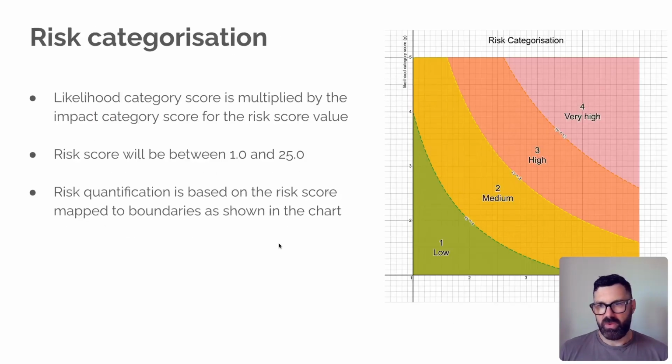And then with impact and likelihood, we multiply those together, and that will get us a number between 1 and 25. And then we map that accordingly based on this chart, and we get the risk score and risk category. So the risk category will be low, medium, high, or very high. And then that's what we display in the platform.